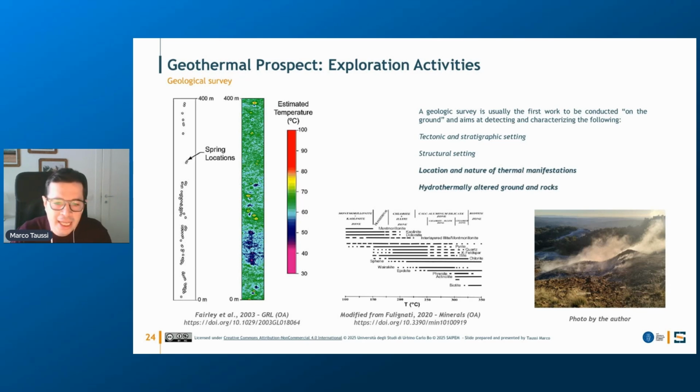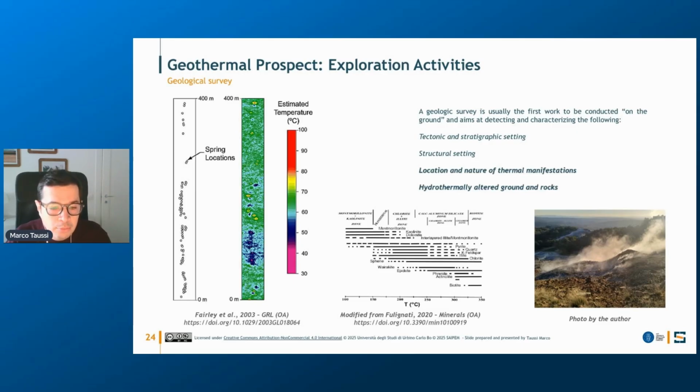First, we measure their temperature, seeing if they align along preferential directions, according to discontinuities and faults. That could then provide us with information on the flow of deep fluid toward the surface.